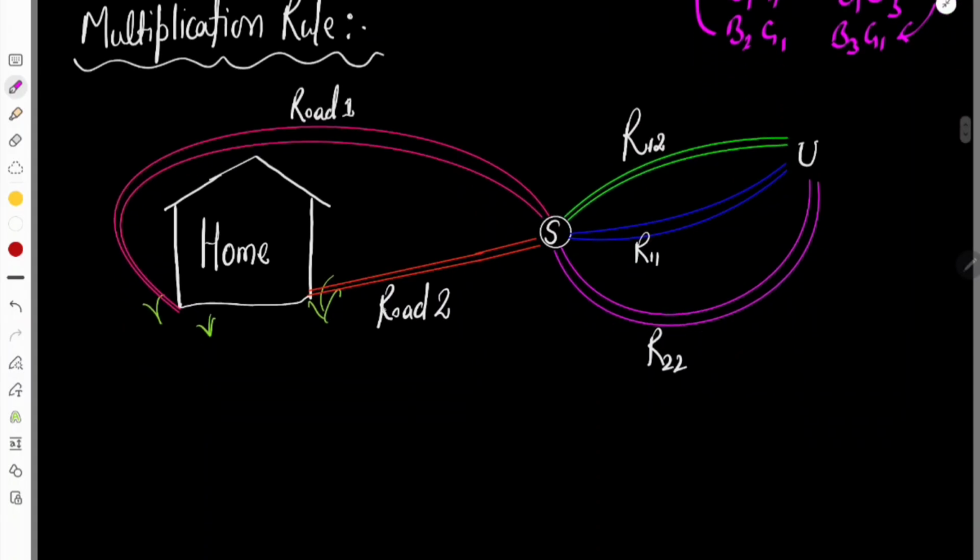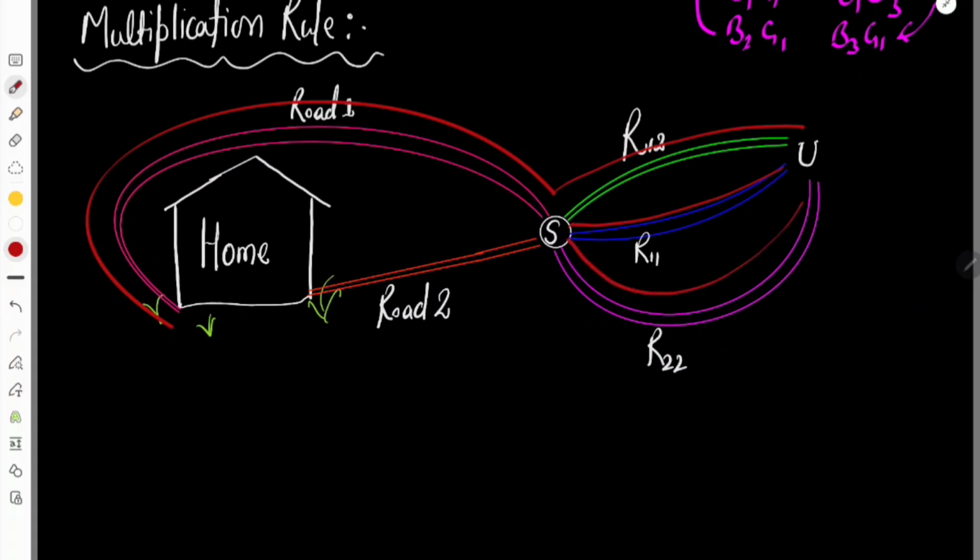Let's say it is your home, and by road 1 you are reaching point S. After that you need to go to point U. I'm just drawing it. Someone will choose to go by road 1, and after this he can choose either R12, R11 or R22. So by going through road 1 he has 3 options to go ahead.